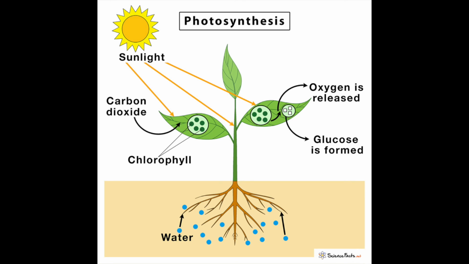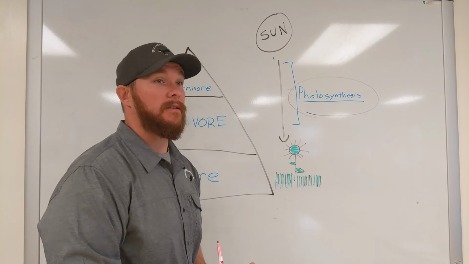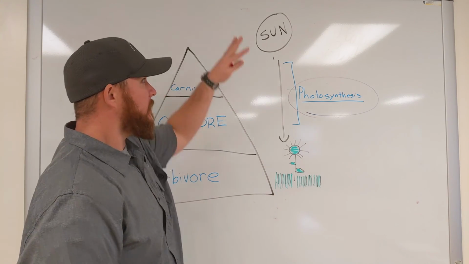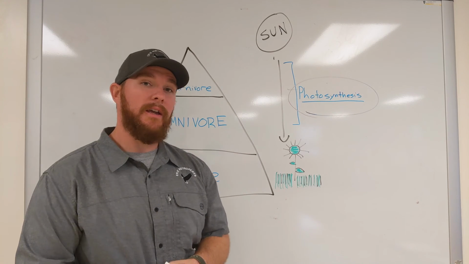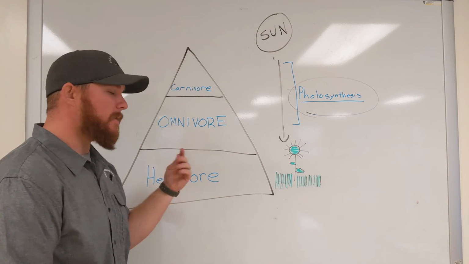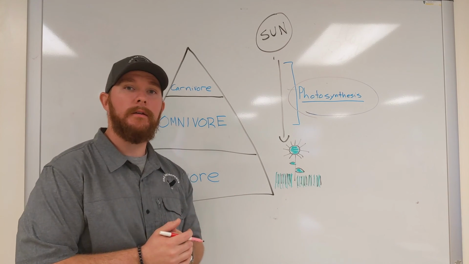So photosynthesis is very important for all these other animals to eat. If it wasn't for photosynthesis, we wouldn't be able to eat lettuce or salad or tomatoes or apples, all those things. Very, very important. So the sun is where it all starts. Then we move on to the next step. Can anybody think of what might eat plants?